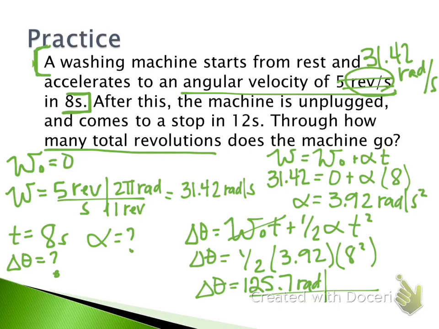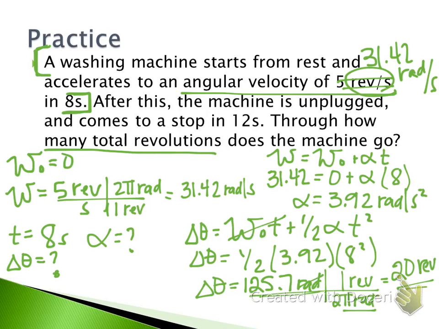So how do we convert from radians to revolutions? What's our conversion factor? We know that 2 pi radians is equal to 1 revolution, right? 2 pi goes on the bottom, because we're trying to get rid of radians and end up in revolutions. So we take 125.7 divided by parentheses 2 times pi. Be careful about plugging that into your calculator incorrectly. We should get a value of 20 revolutions.